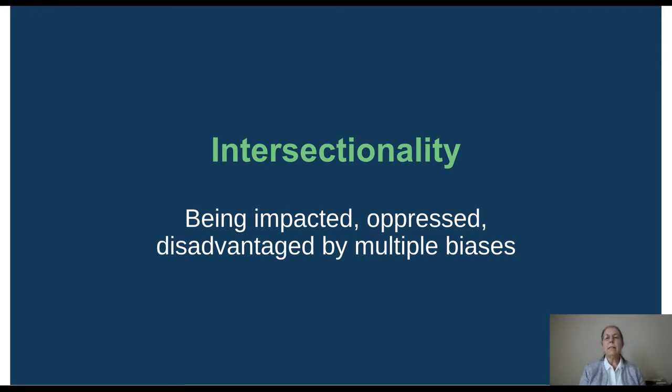Another important concept is intersectionality. When we look at certain individuals, they have aspects of their background or personality that overlap and add together to increase the discrimination or bias they may face from others. For instance, some of us are members of multiple groups.